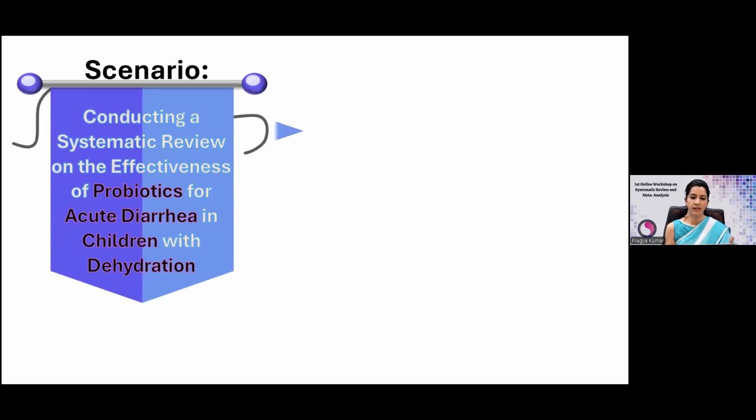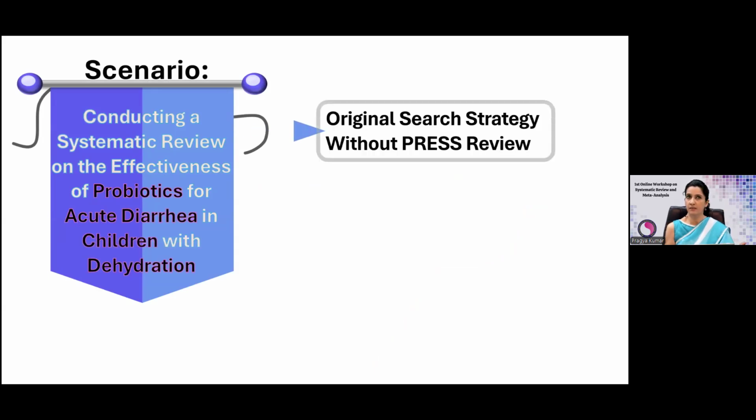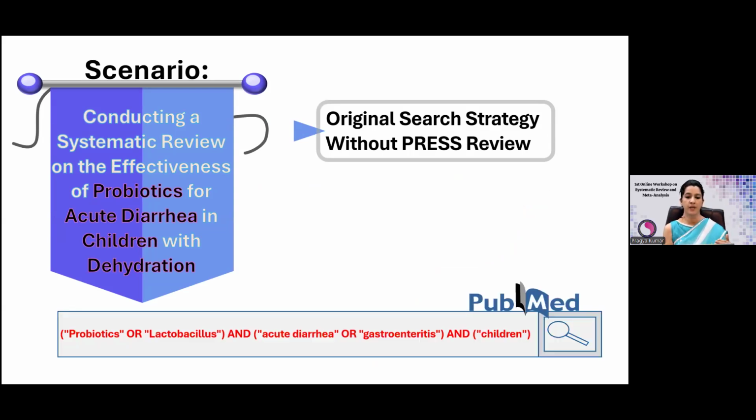Like, for example, we are starting this systematic review on the effectiveness of probiotics for acute diarrhea in children with dehydration. If I have initially designed with the initial concept, the basic search which I have written is probiotic or lactobacillus. Then the next concept is acute diarrhea or gastroenteritis, and the third one is children. And then I have connected these 3 with AND.